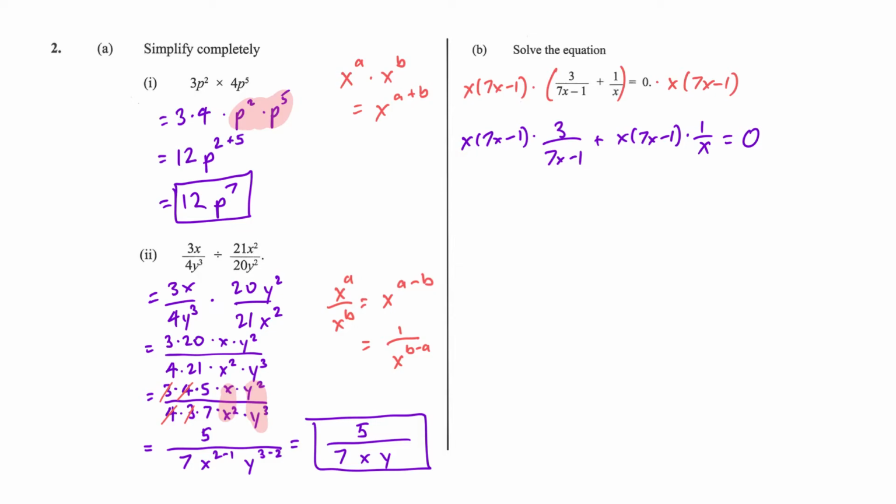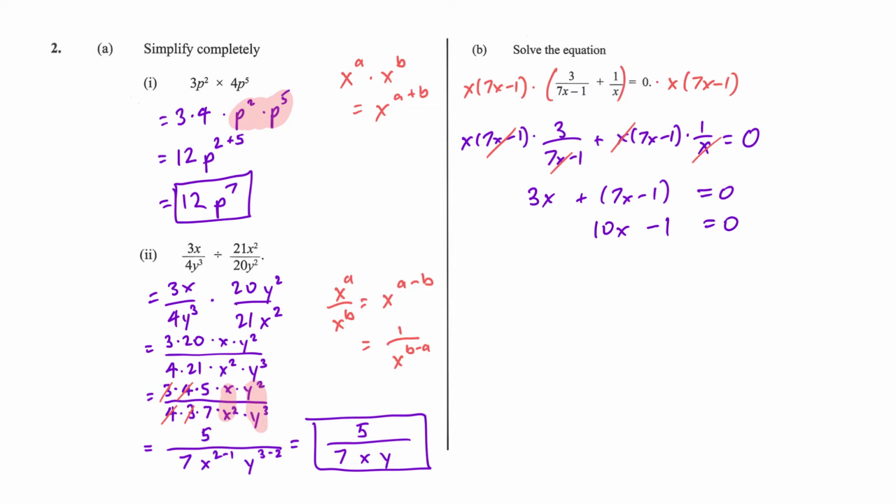Now to simplify the left-hand side, I'm going to cancel out some common factors. In my first fraction, I have a common factor of 7x minus 1 in the numerator and denominator. In my second fraction, I have a common factor of x in both the numerator and denominator. Once we've canceled, we're left with 3x plus 7x minus 1 equals 0. Combining the like terms, 3x plus 7x, that gives me 10x minus 1 equals 0.